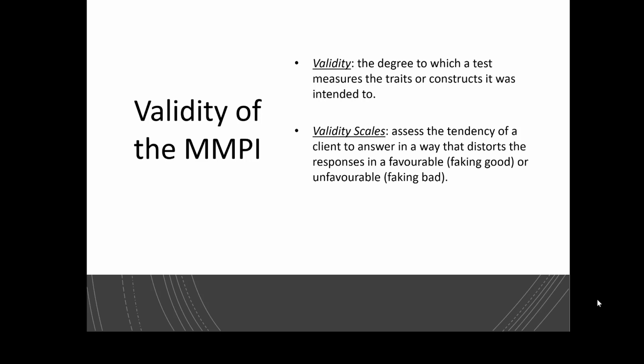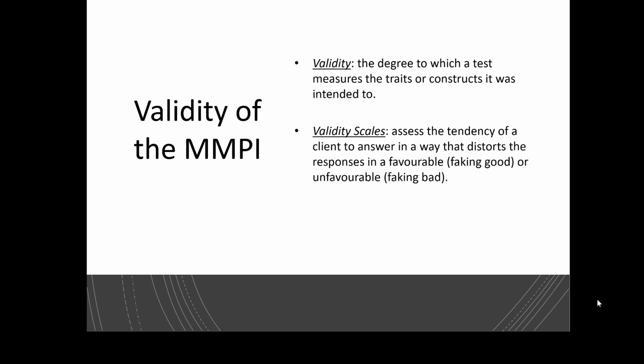The validity of the MMPI is supported by a large body of research, which shows its strength in distinguishing control and psychiatric groups. The validity of a test refers to the degree to which the test actually measures the trait or construct it is intended to measure. The MMPI has validity scales that assess tendencies to distort or fake test responses in either a favorable way, as in faking good, or an unfavorable way, faking bad.